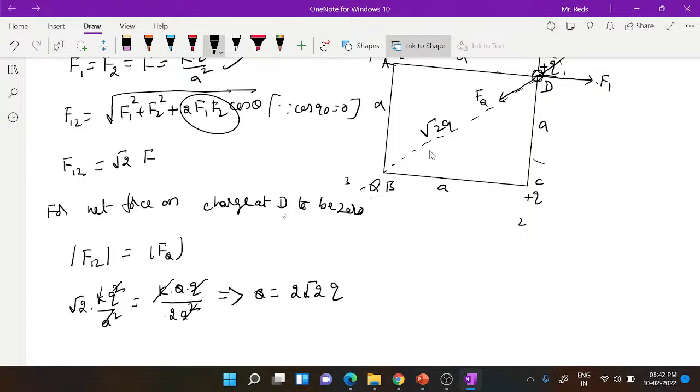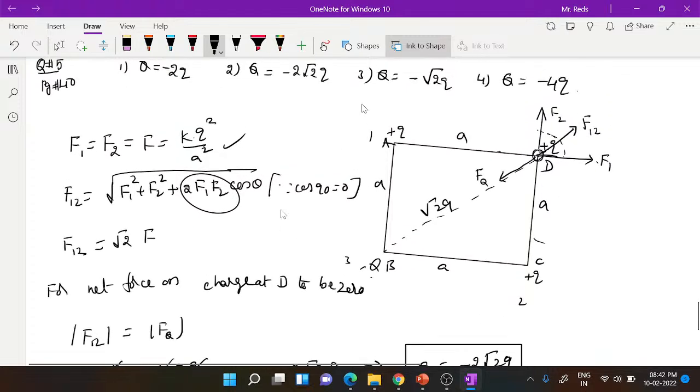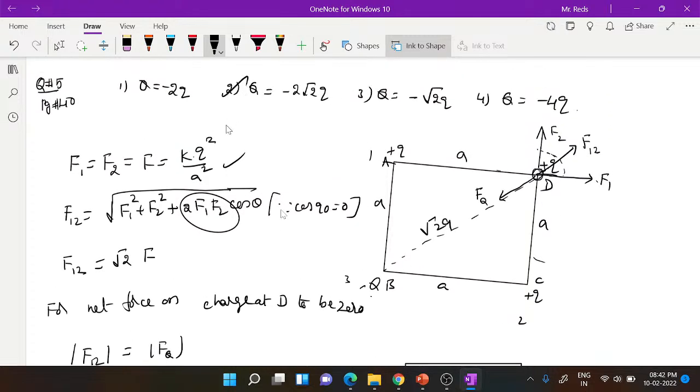But as we said, for the force to be in this direction, this should be a negative charge. So capital Q should be equal to minus 2 root 2 into small q. Got it? So option 2 will be the correct one. Right? Yeah. Next.